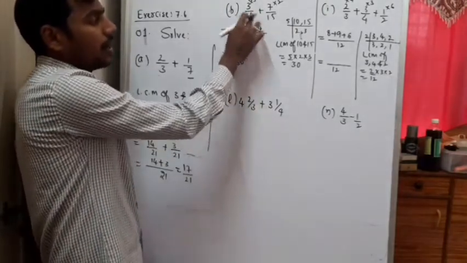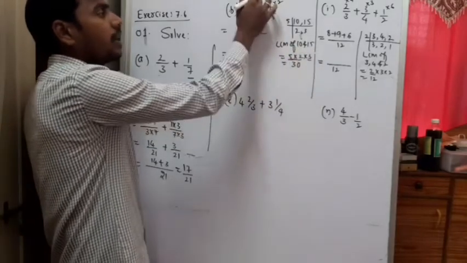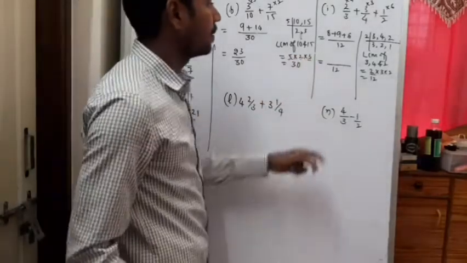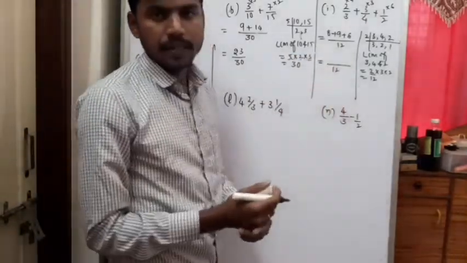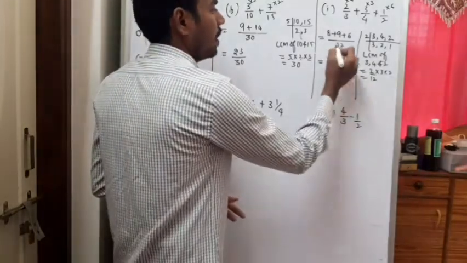What I need to do? 10 3s are 30, so this combination will give me 10. What is left? That I need to multiply and get the answer. So same thing here: 8 plus 9, 17, 17 plus 6, 23. 23 by 12.